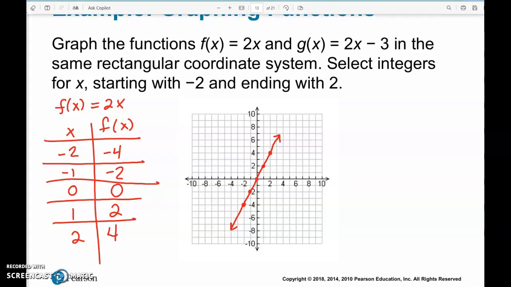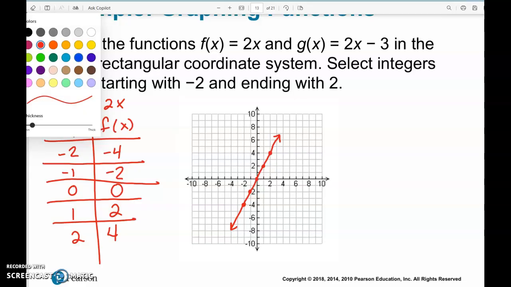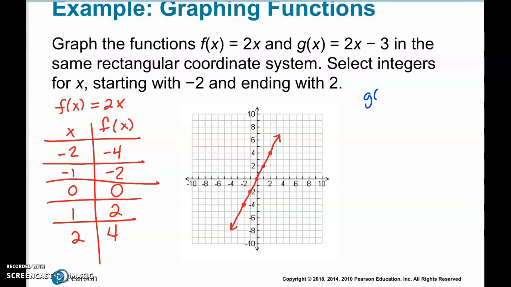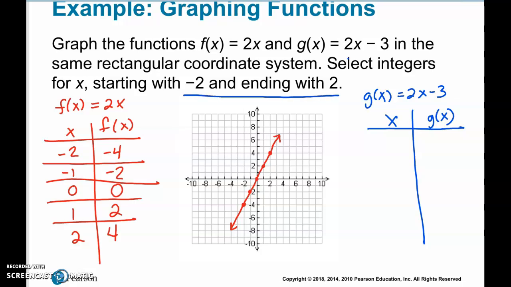Now, I'd like you to pause the video and do the same thing with g of x. So create yourself a table on this side and call it x, g of x. Start with -2, end with 2 for the x values, and calculate what numbers you would get here. So pause the video and try that, and then we'll come back and we'll check your answer.